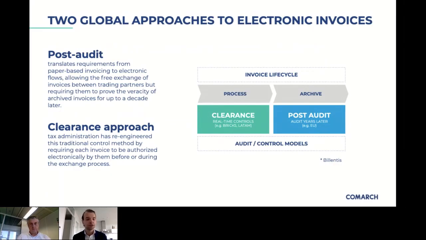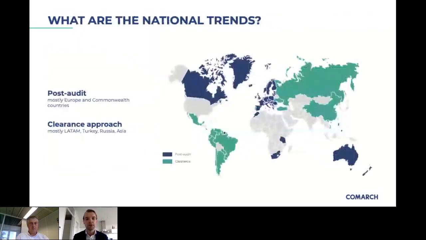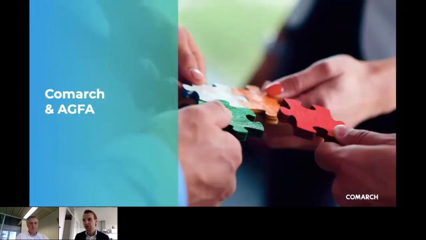They will approve these invoices, and such as in Italy, which has a clearance approach, Italy will automatically send the invoice to your buyer. So you don't even have to send the invoice anymore to your buyer. You just send it to the tax authority, and they will send it to your buyer. If we look at the national trends, the post-audit model is mostly in Canada and European Union countries. And we see the clearance approach mostly in Latin American countries, Turkey, Russia, Asia, etc. These 2 models that I've just explained are actually one of the main reasons Agfa has started up their project.